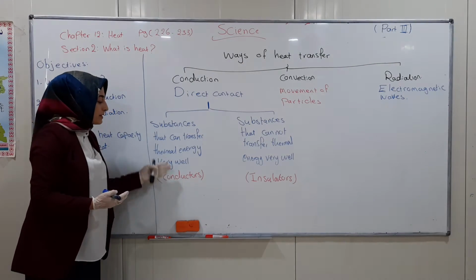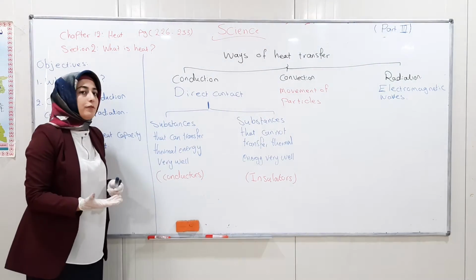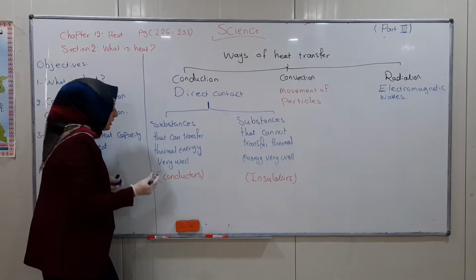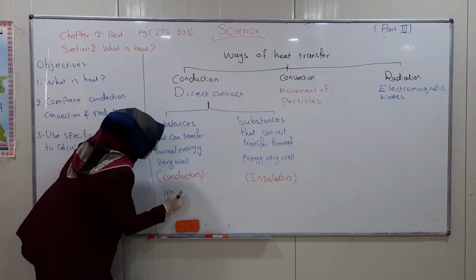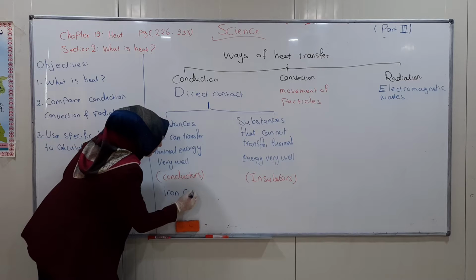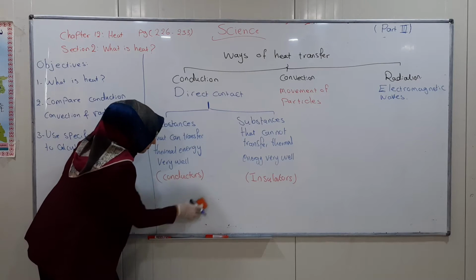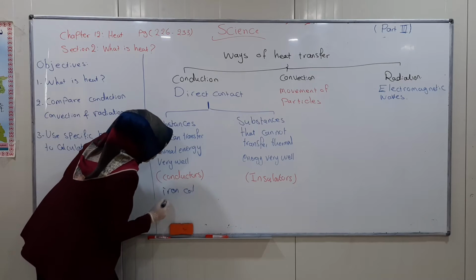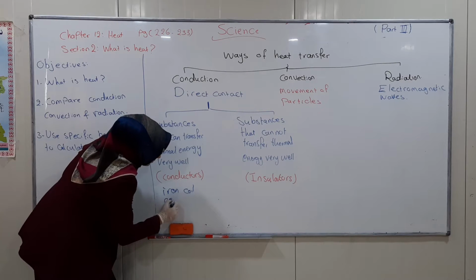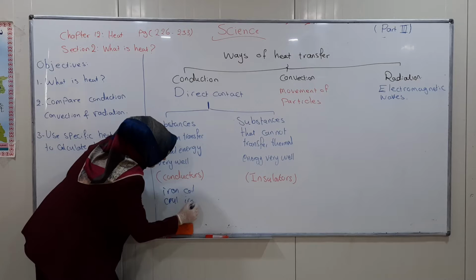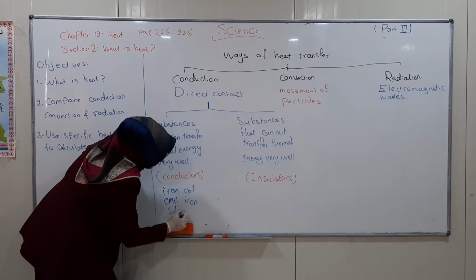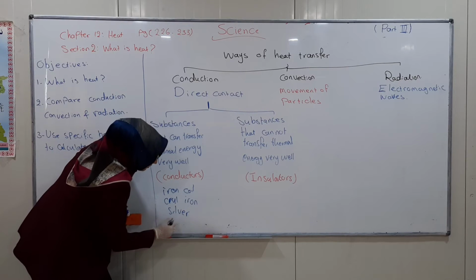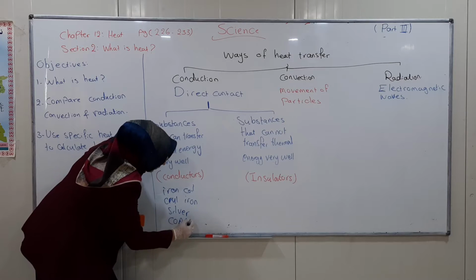So we have a lot of examples of conductors that are made up of metals. For example, the iron coil, or the curling iron, or silver, copper pipe.